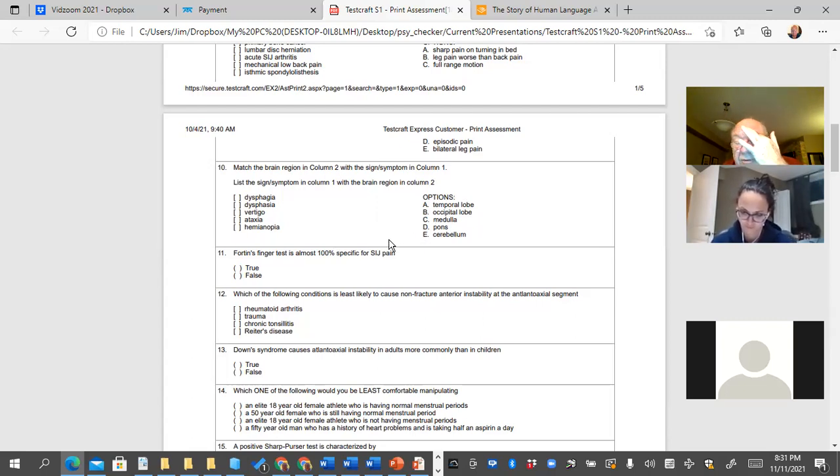So you can eliminate stuff from what you know. If you don't know a couple of them, you're a bit in trouble. For example, if I don't know where vertigo is or where dysphagia is, then I'm going to have trouble matching this up. So you need to know at least 4 of them.